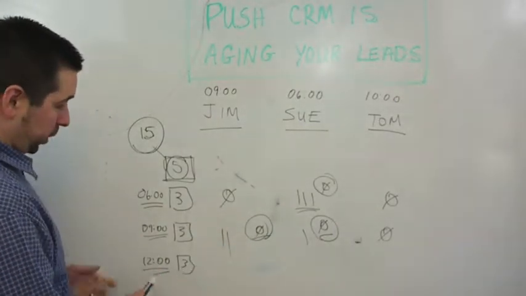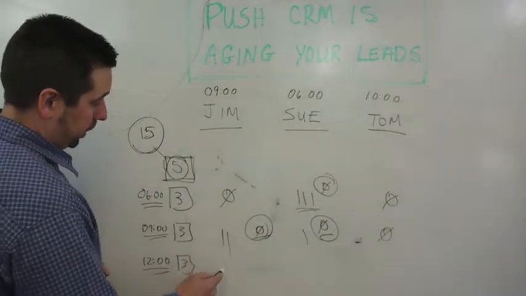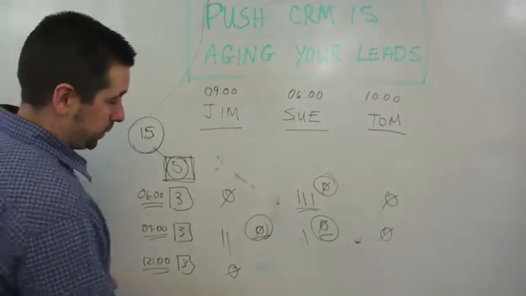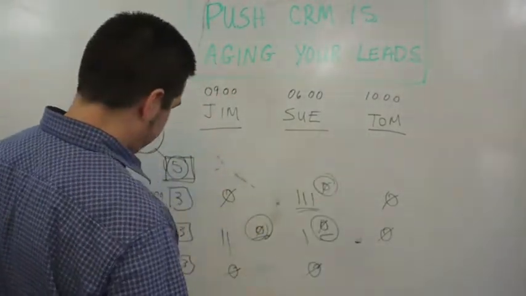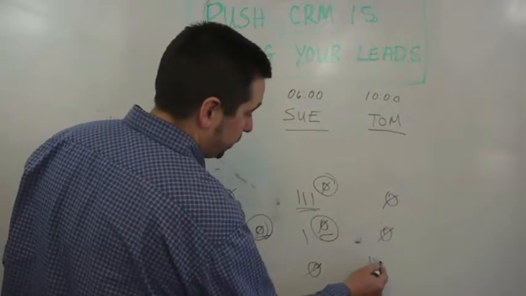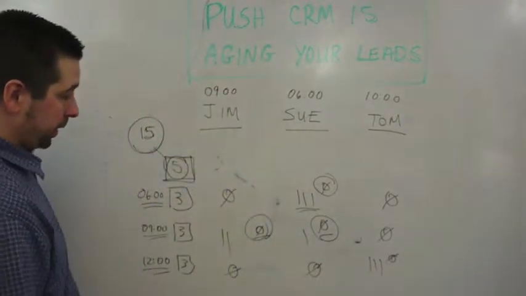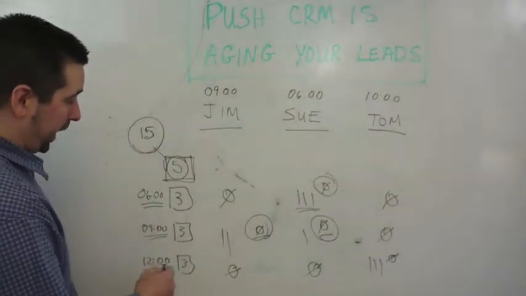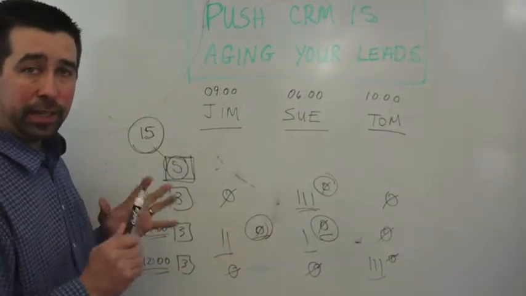Okay, so now let's go in at 12 o'clock. At 12 o'clock, remember, Jim's out to lunch, 0 leads. Sue's out to lunch, 0 leads. Tom's in the office, going to work through his lunch period. 1, 2, 3. He gets 3 leads, 0 time, immediate calls are made. So now, in this particular scenario, I have 9 leads in the system. All 9 were given an immediate call.